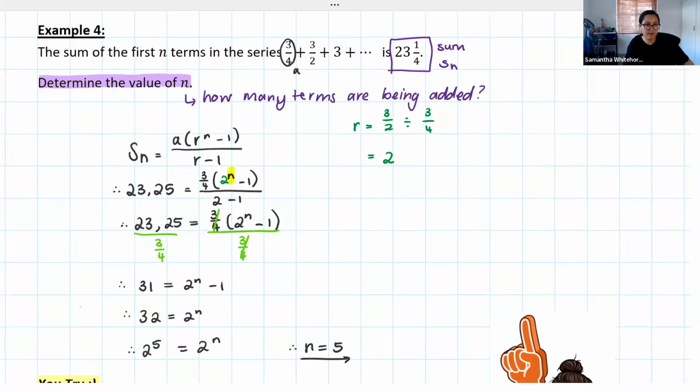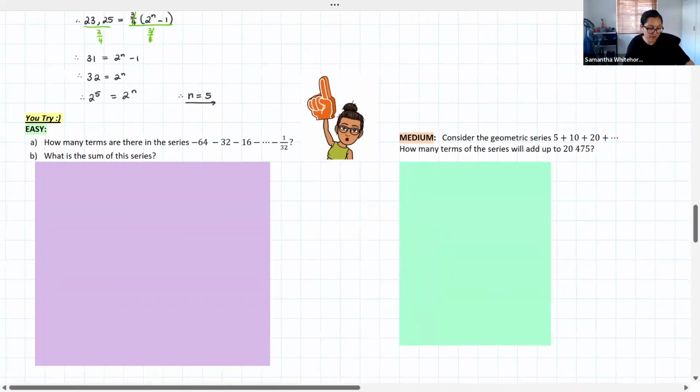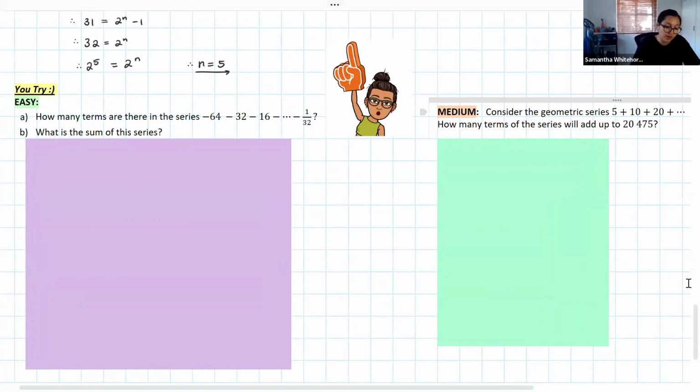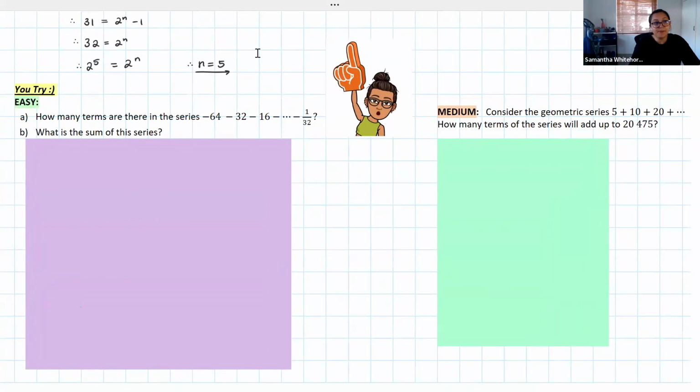Okay, let's see. Right, so these are your 2 you try questions. Like I say, one is easier, it's got 2 parts to it, whereas the medium has 1 part only. Again, ask me questions. Let me know if you're struggling. You are welcome to just unmute yourself. You can put it on the chat, whatever you are more comfortable with. You can also direct message me if that's what you would prefer, but let's try these questions here. I'm going to give you 5 minutes to do that, and then we'll have a look. I'm going to mute myself so I don't disturb you.